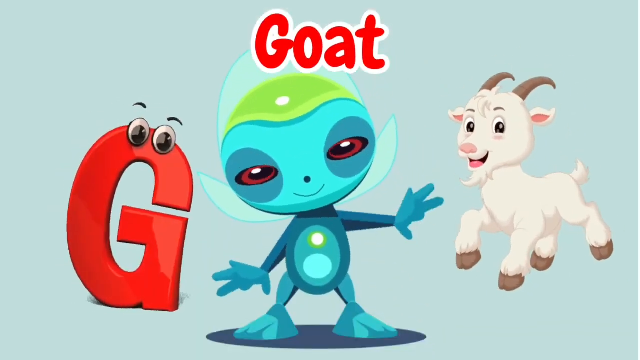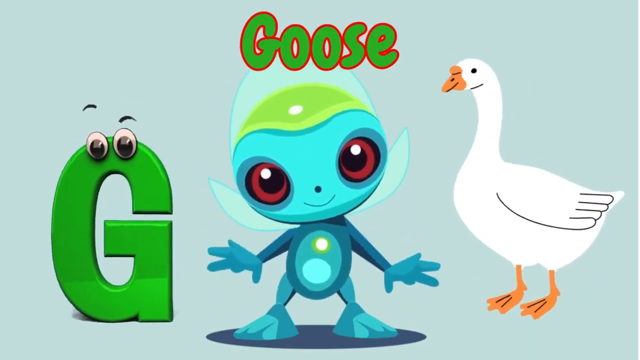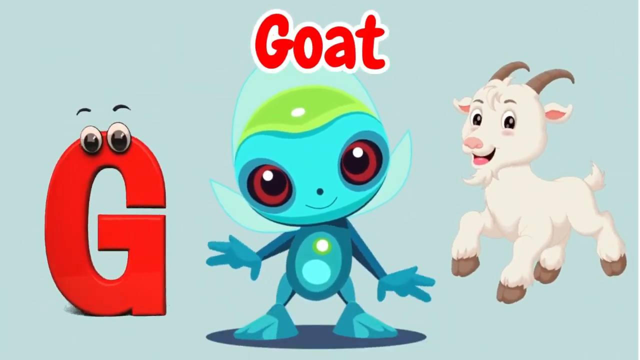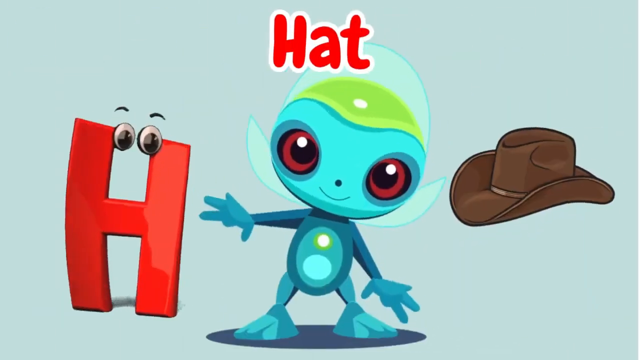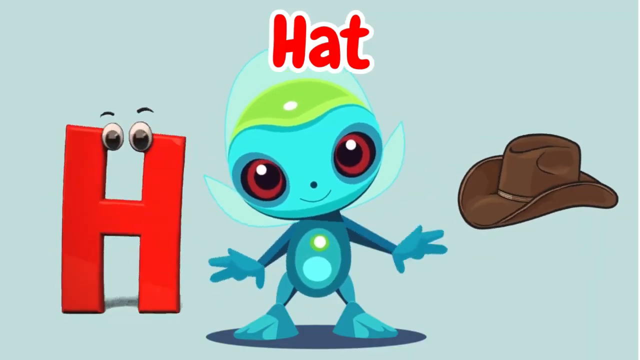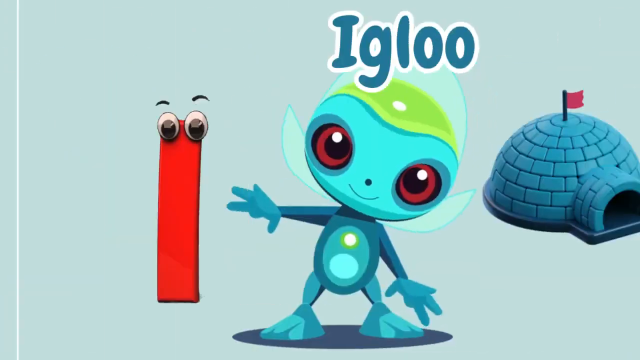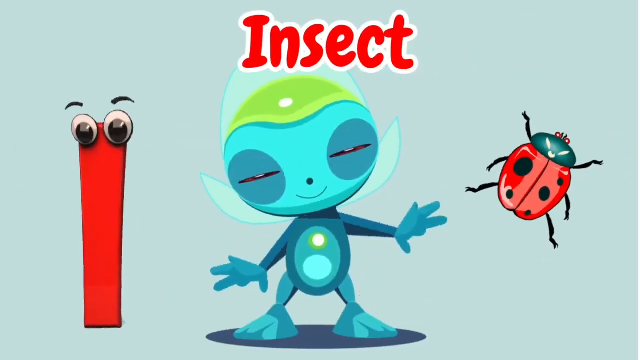G is for goat, goat. G is for goose, goose. G is for goat, goat. G is for goose, goose. H is for hat, hat. H is for hen, hen. I is for igloo, igloo. I is for insect, insect.